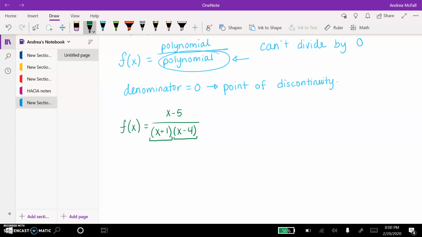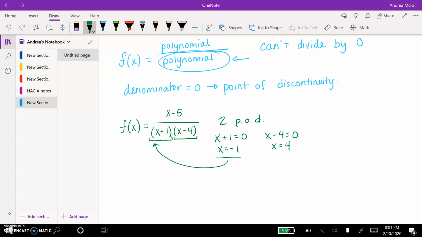2 factors that I need to set equal to 0, which means I should have 2 points of discontinuity. I'm going to take each one of those and set it equal to 0. And when I solve them, I get x equals -1 and x equals 4. This is a point of discontinuity because if I plug -1 in, even though here I would get -5, over here I would have -1 plus 1, which is 0. 0 times anything is 0, and I can't divide by 0.